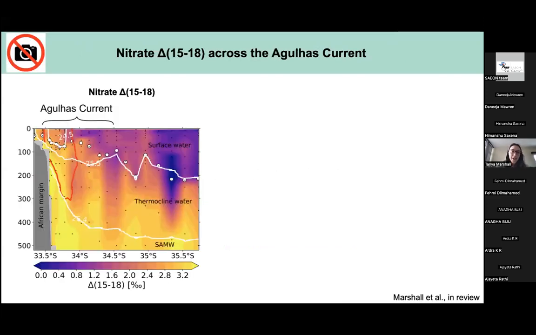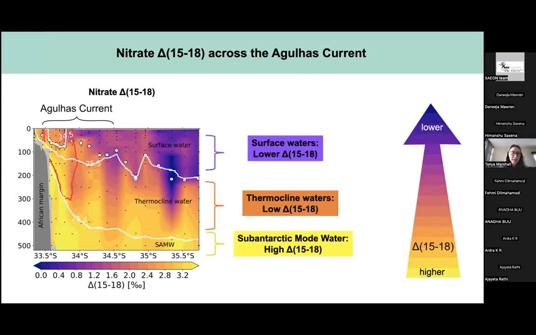So here we are looking at nitrate delta 15-18 across the Agulhas Current. This is the same transect that I showed earlier. And what we can see, okay, first let's just look at three layers. So at the bottom, we have Subantarctic Mode Water, which has a very high delta 15-18 of around 3.4 per mil. And it's high because of partial assimilation in the Southern Ocean surface waters.